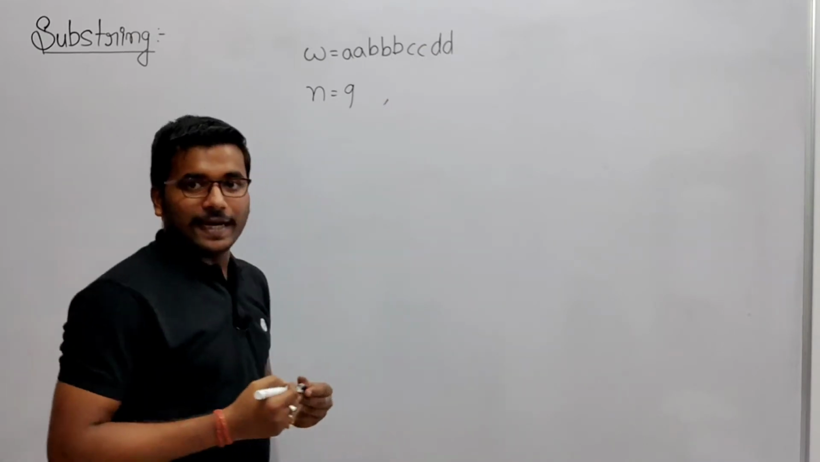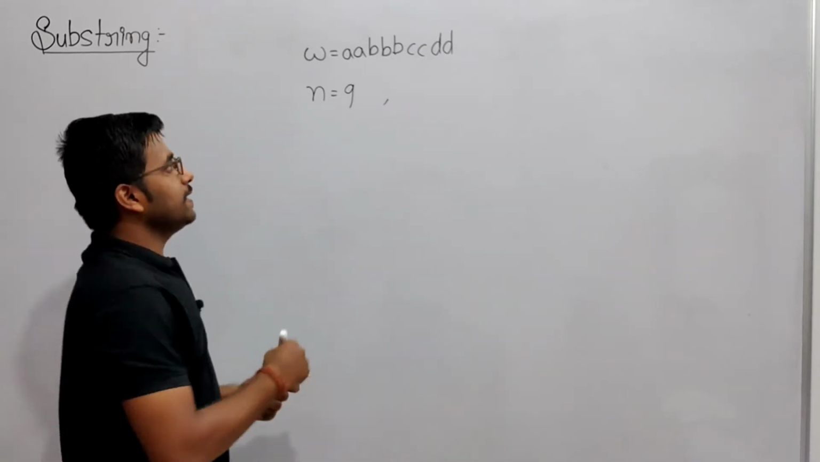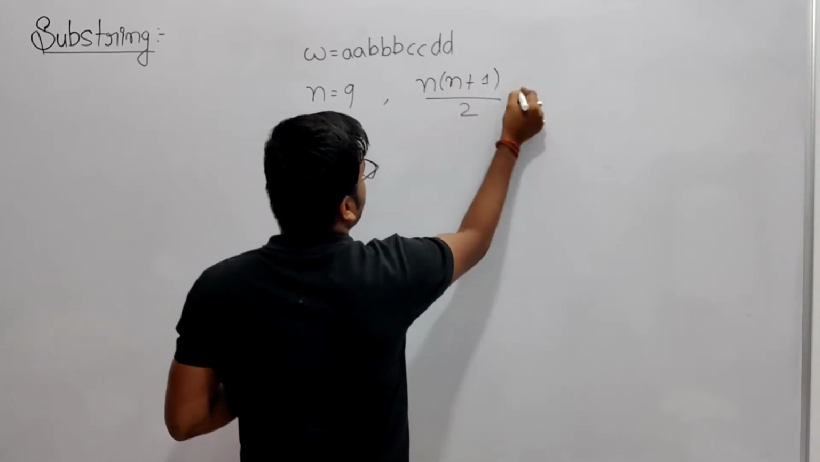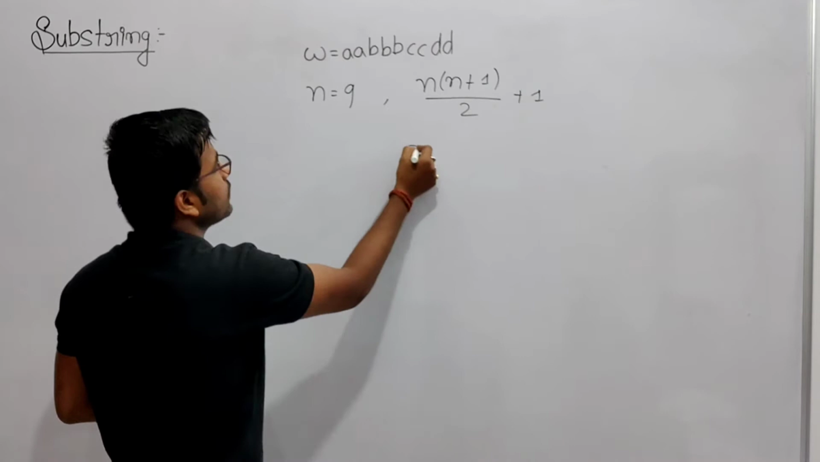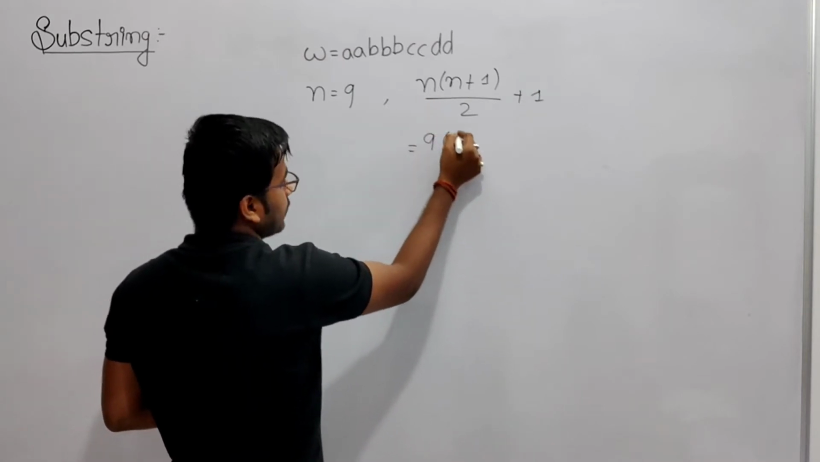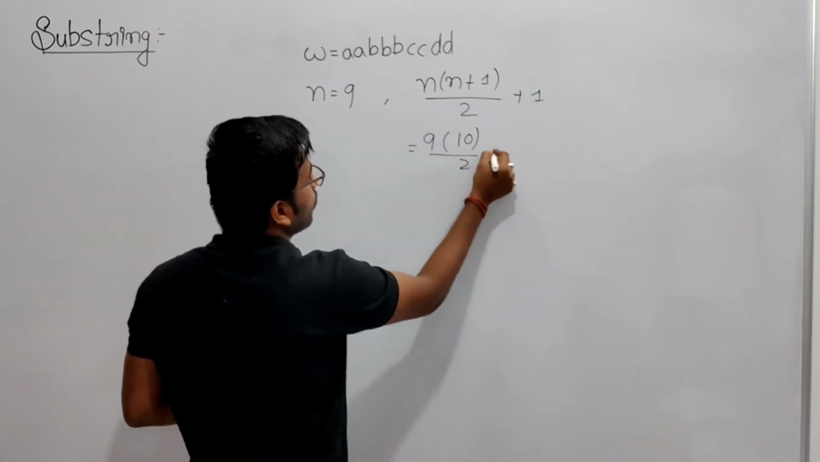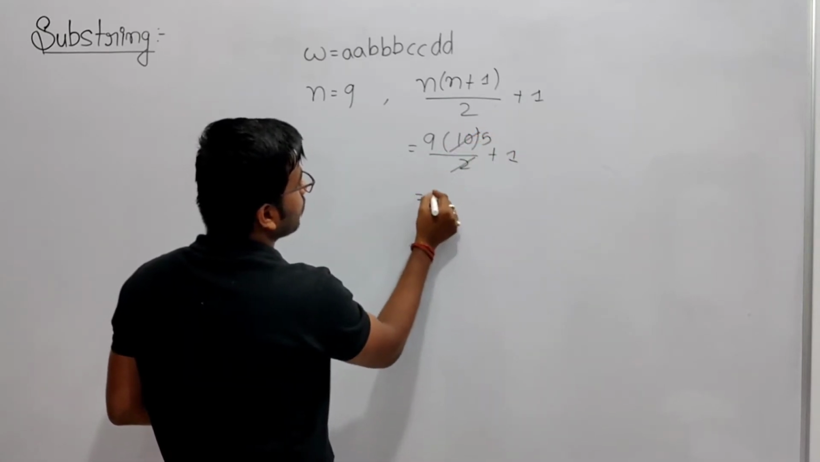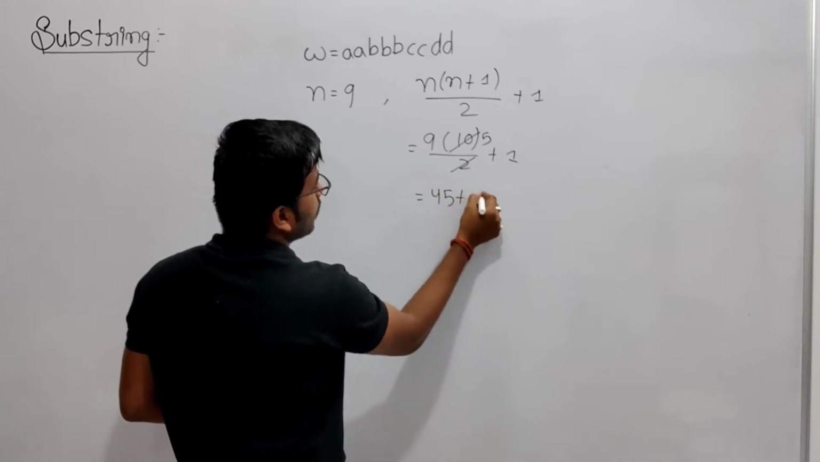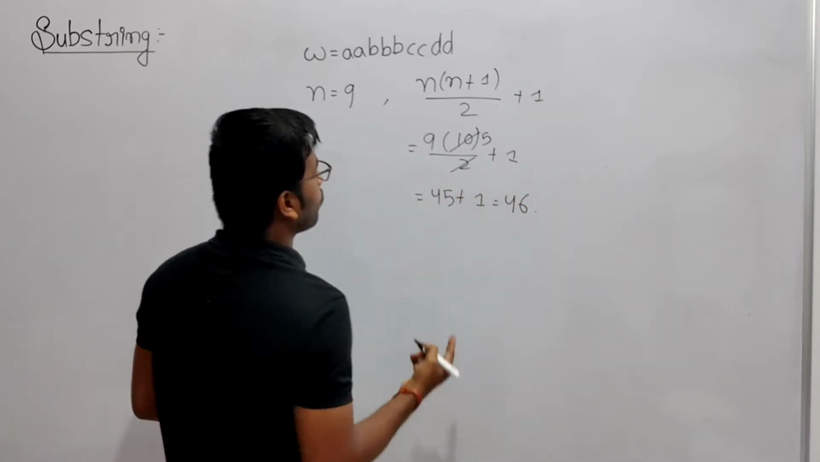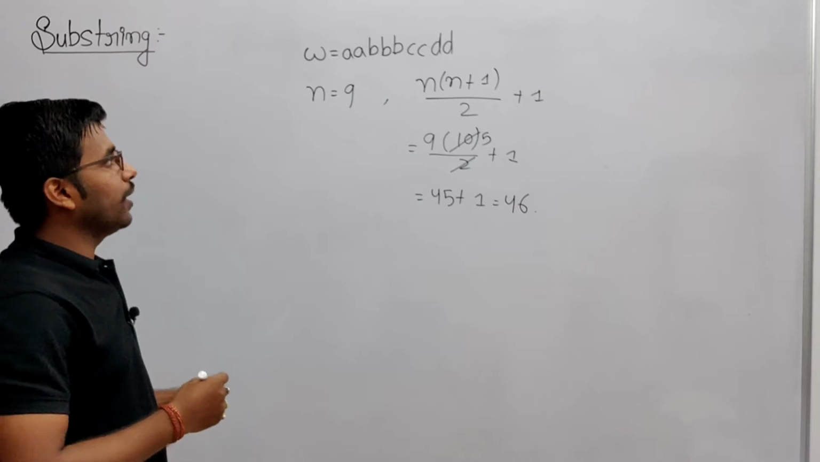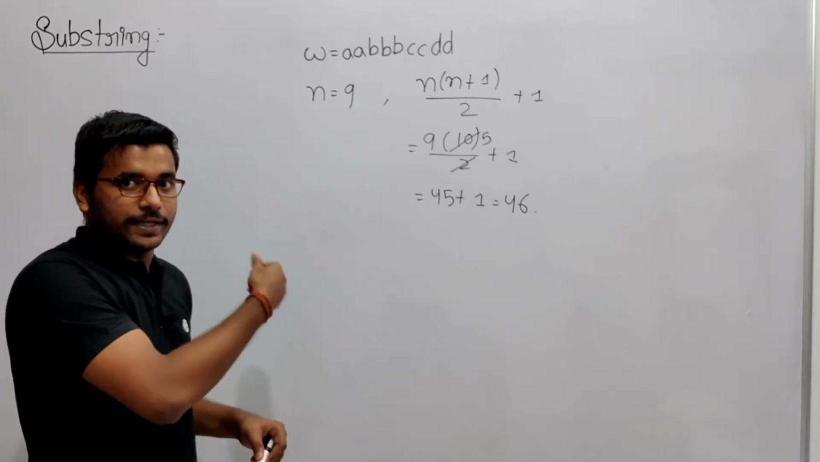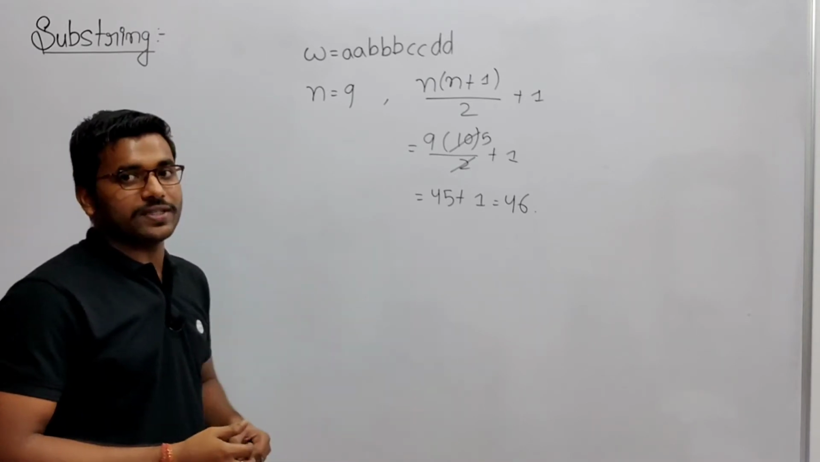Now our formula is saying that the number of substrings you will get is n into n plus 1 by 2 plus 1, where 1 is for epsilon. So n is 9. 9 plus 1 is 10, by 2 is 5, so 45 plus 1, 46. So it is saying that you are going to get 46. But if you write all the substrings separately, one by one, then you are not going to get 46 substrings. See?